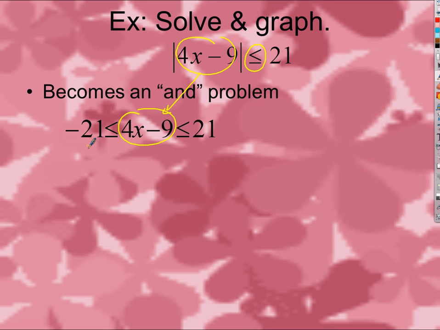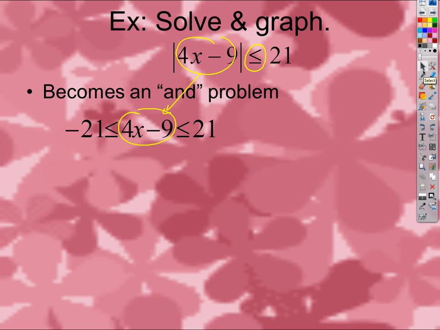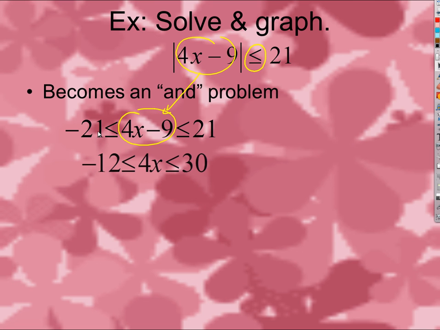Now, what are the steps I go through here to solve for x, in order? First, I add 9 to everything. Good. So if I add 9, negative 21 plus 9 is negative 12. 21 plus 9 is 30. And then to get that x by itself, last step, divide by 4. Negative 12 divided by 4 is negative 3. 30 divided by 4 is 30/4, or 15 halves. So 7.5 is a decimal, right? And I got the x by itself.